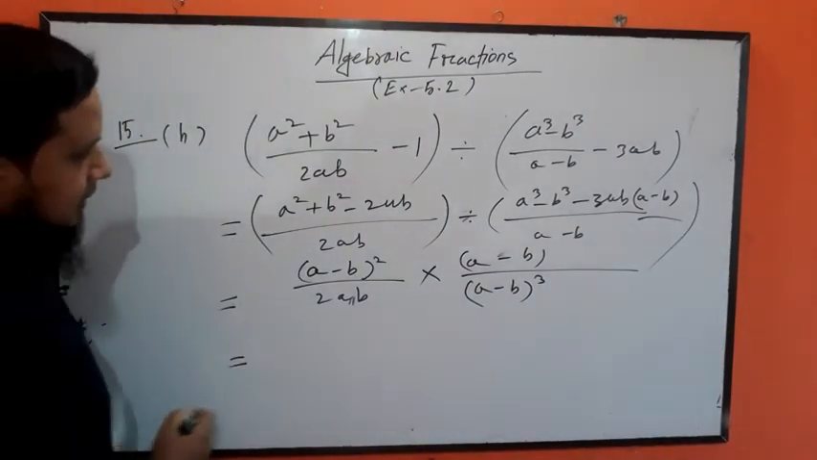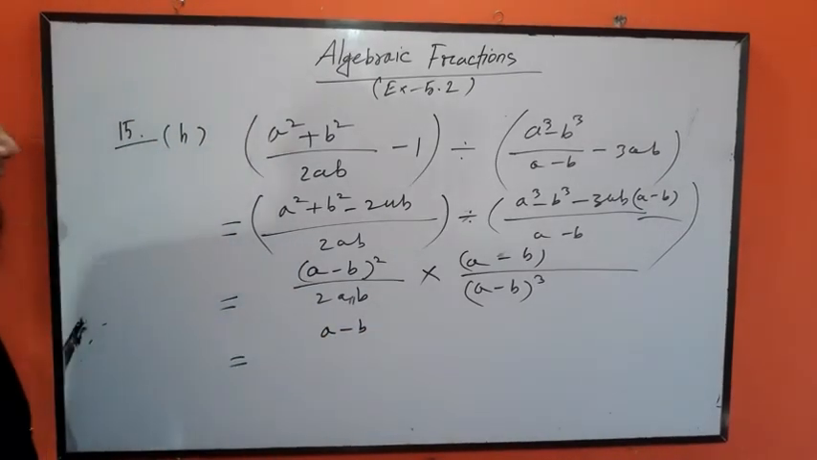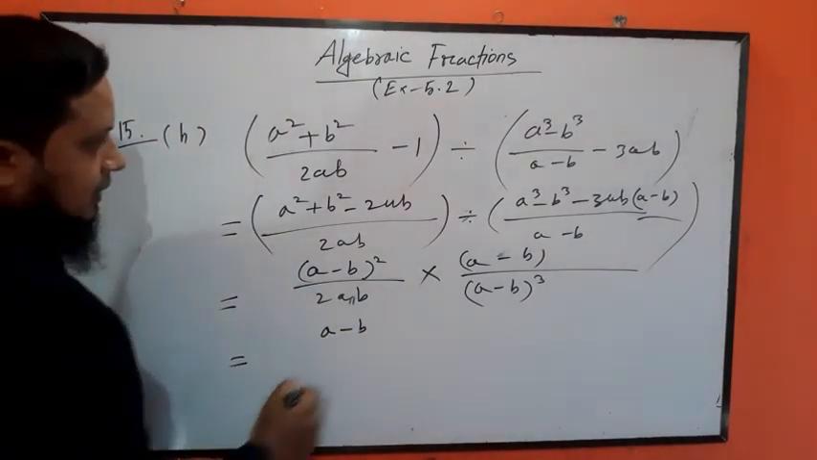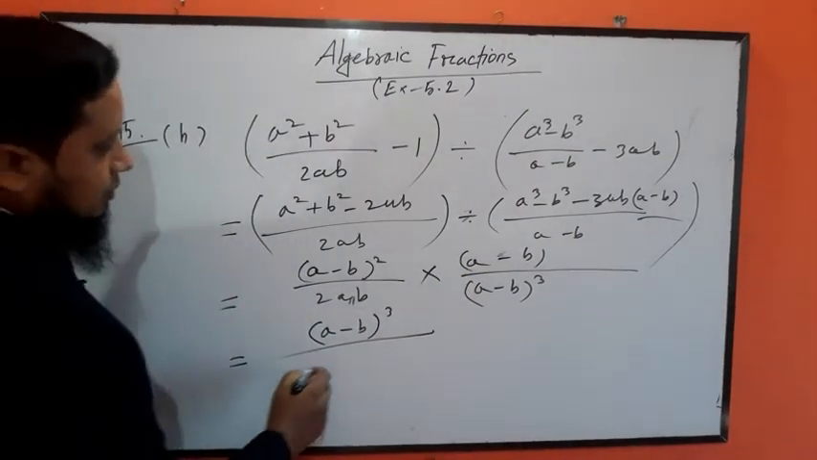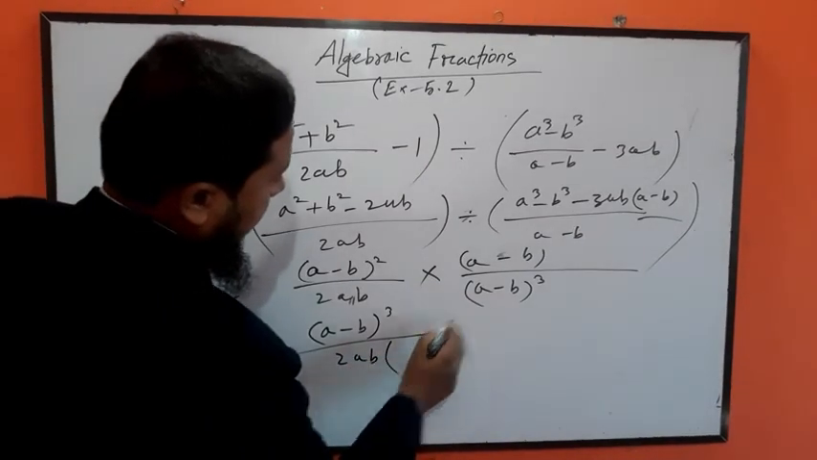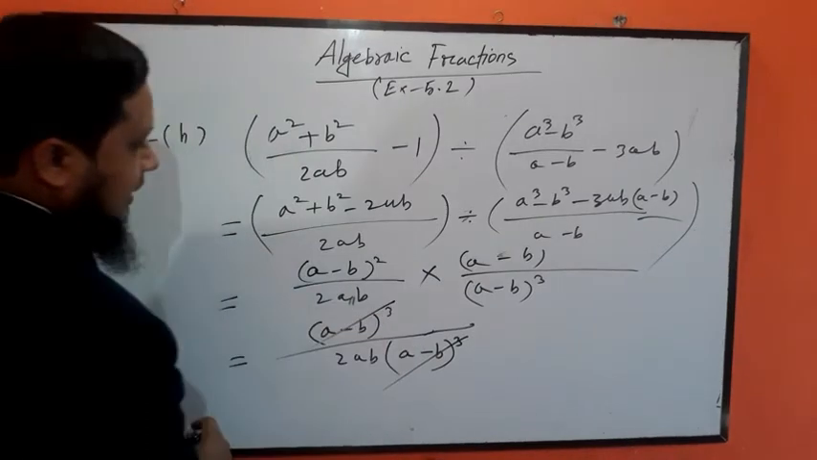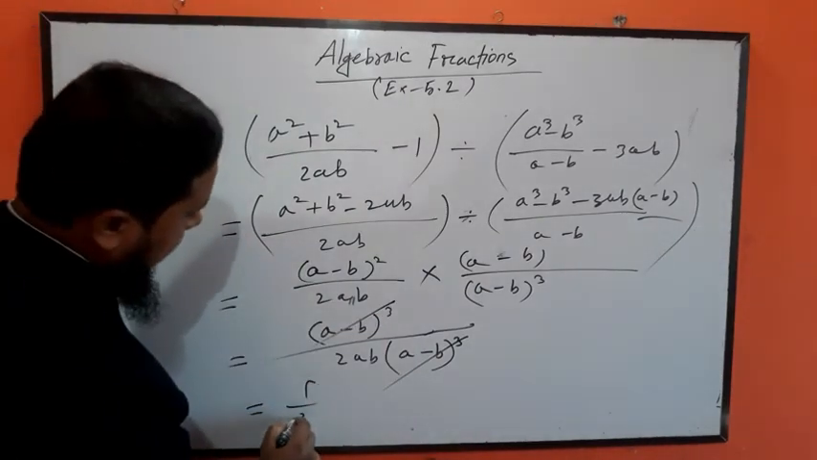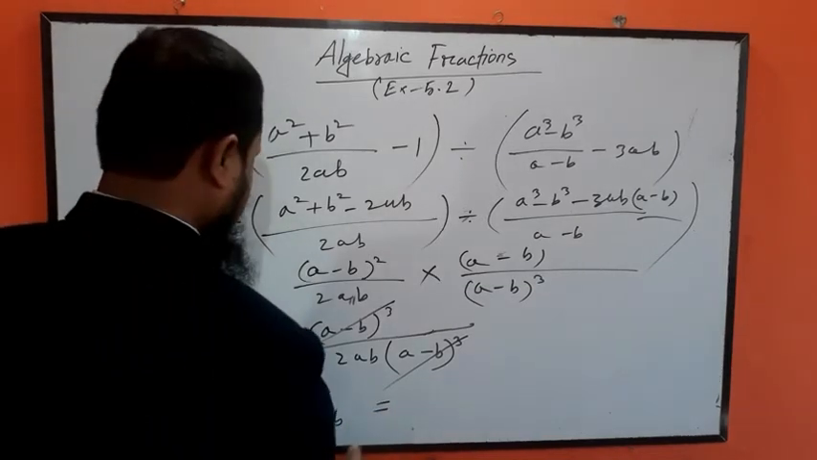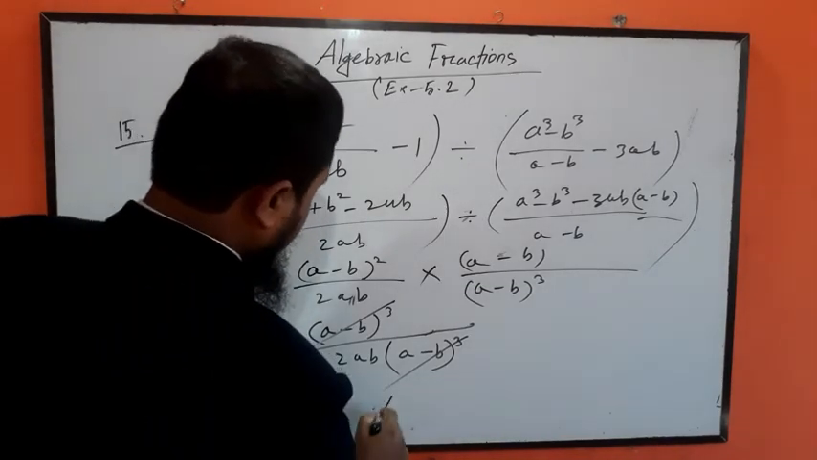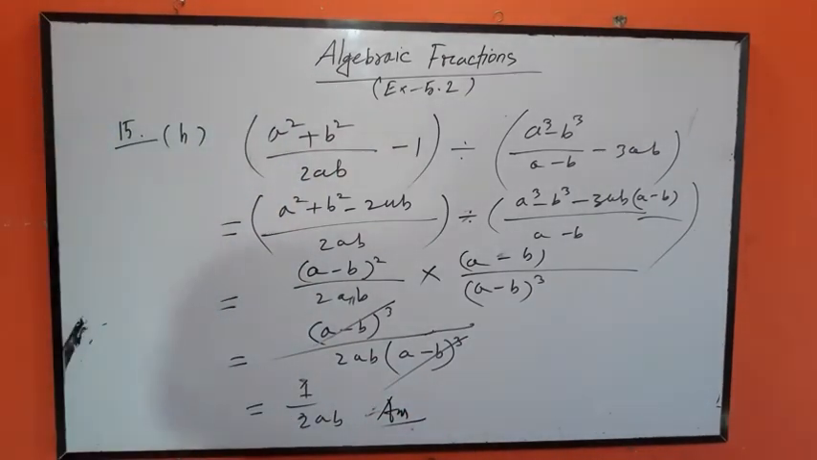Now this is actually a minus b whole square, and here a minus b whole square, so this will be a minus b whole cube, 2ab, and here a minus b whole cube. So this is the same thing, so cancel, remaining 1 by 2ab. This is our desired solution. Hope all of you are clear. This is very easy, not a difficult one.